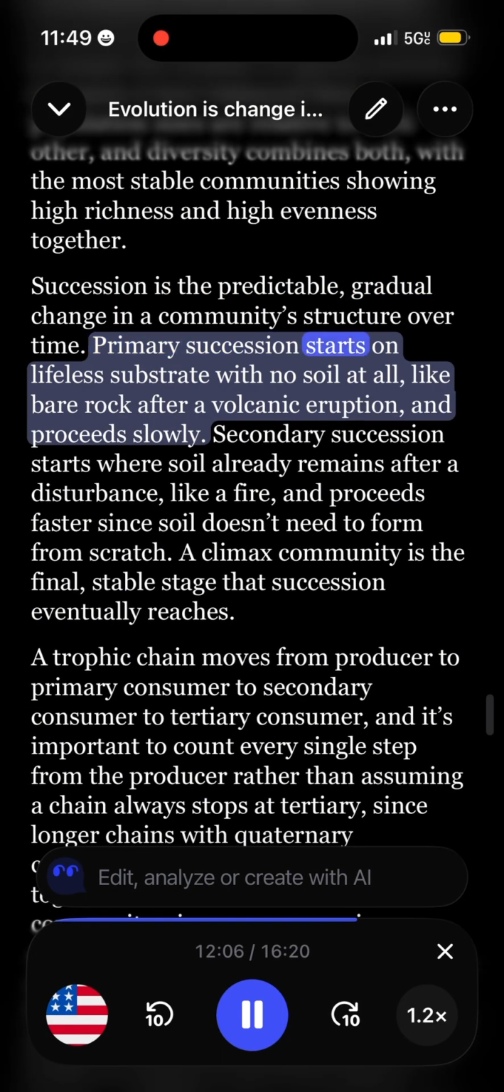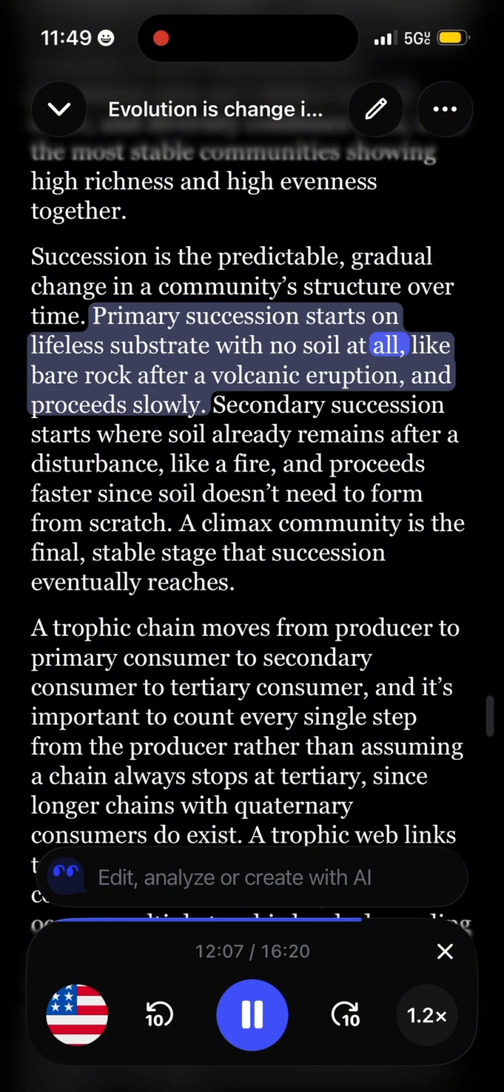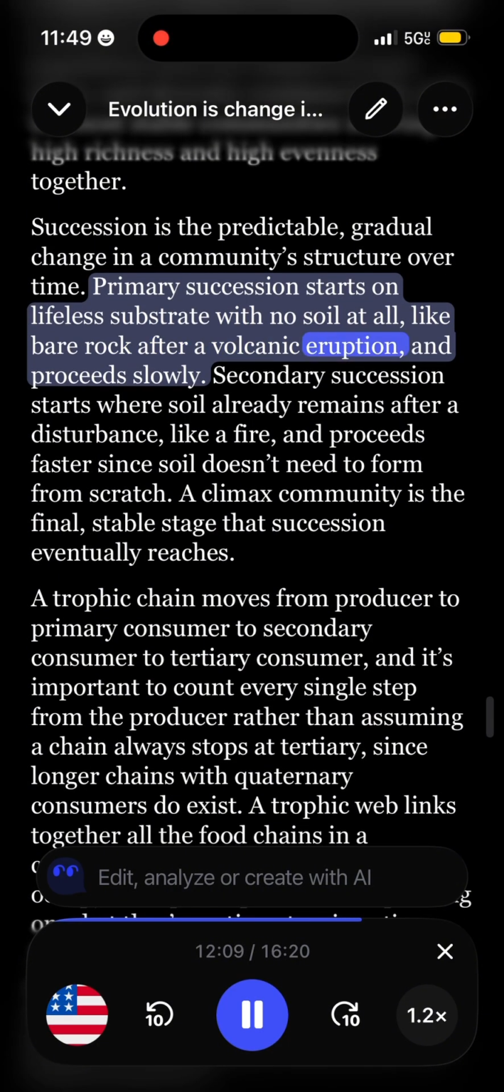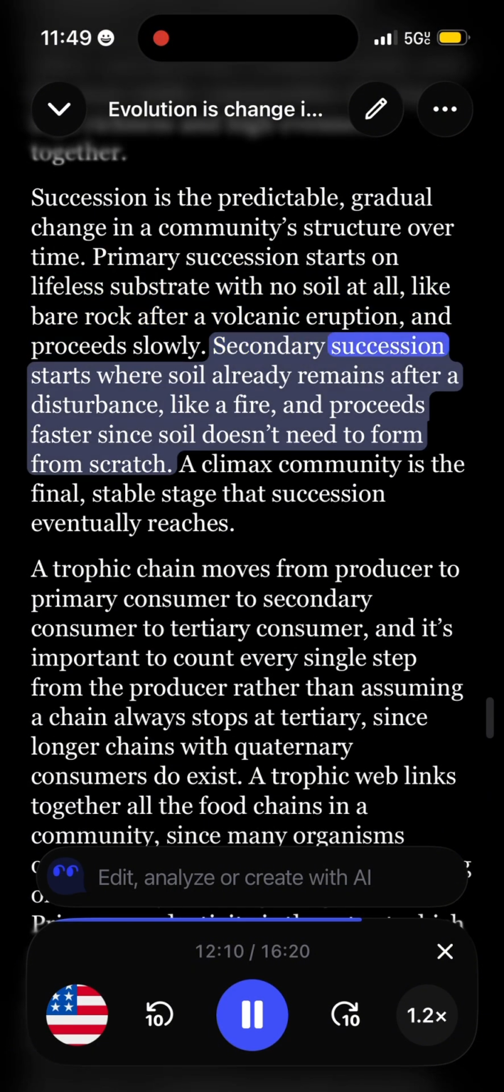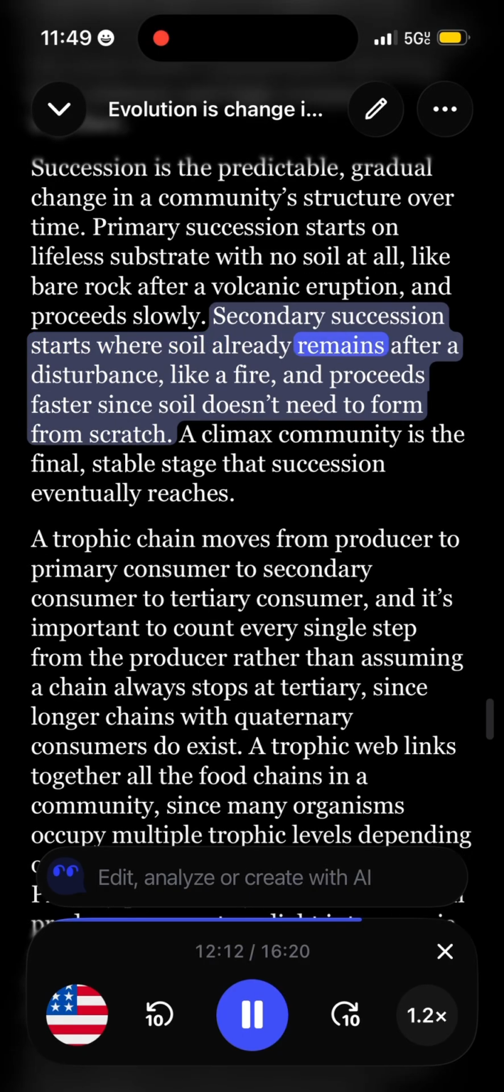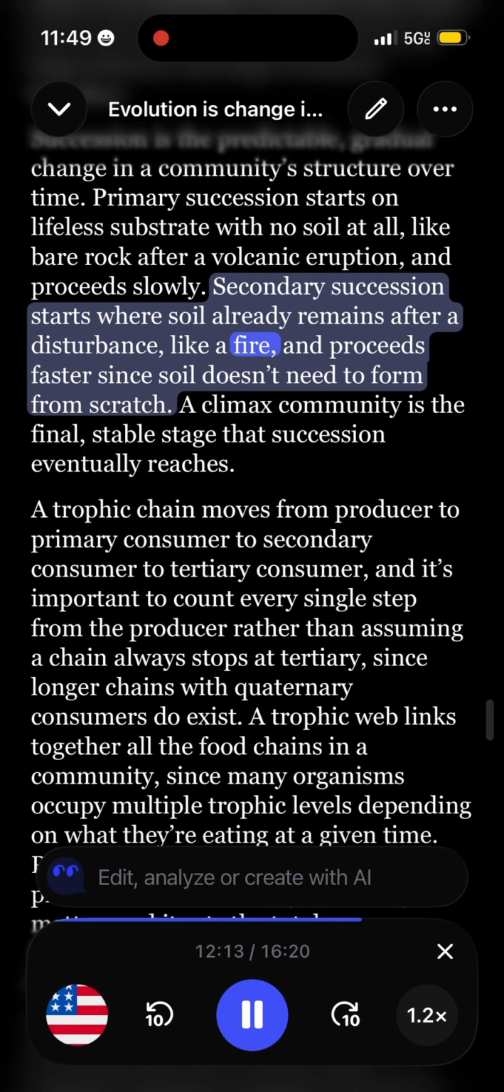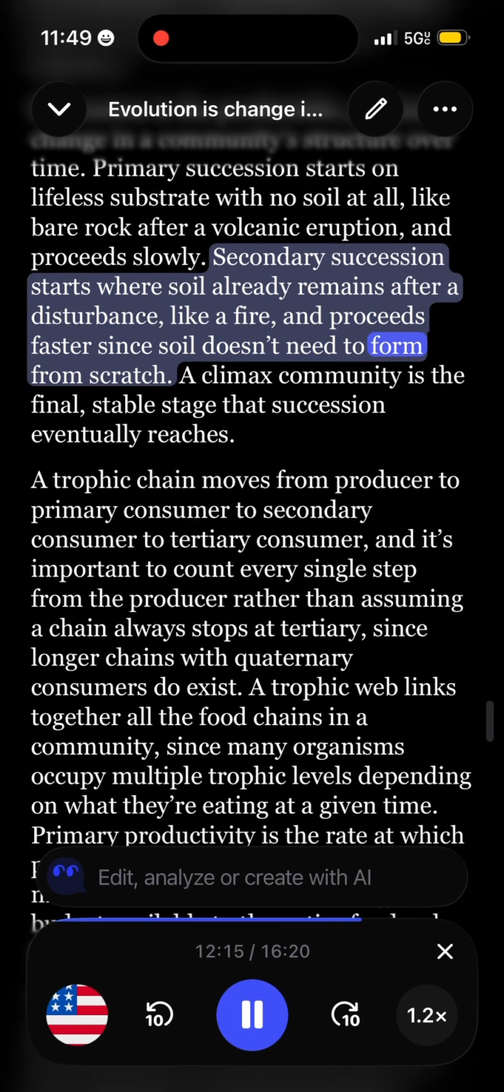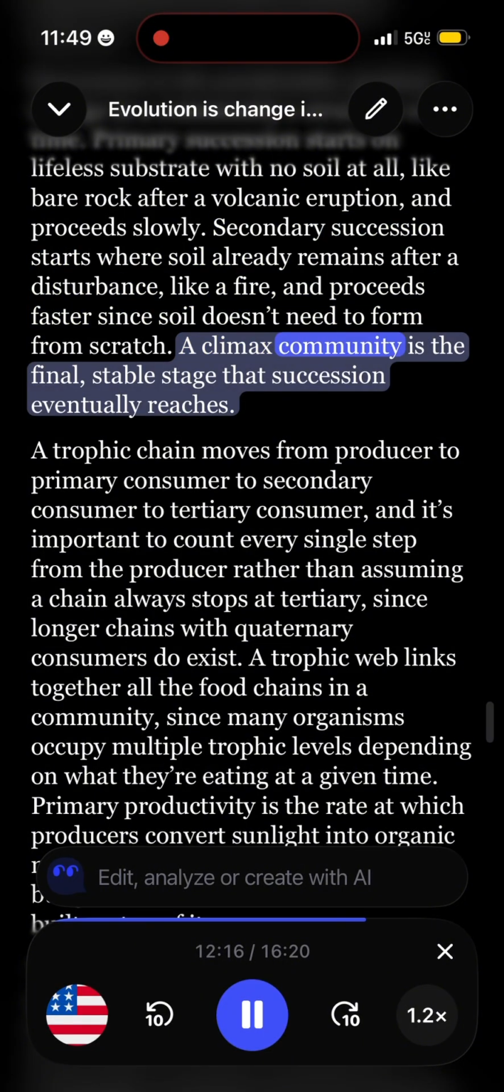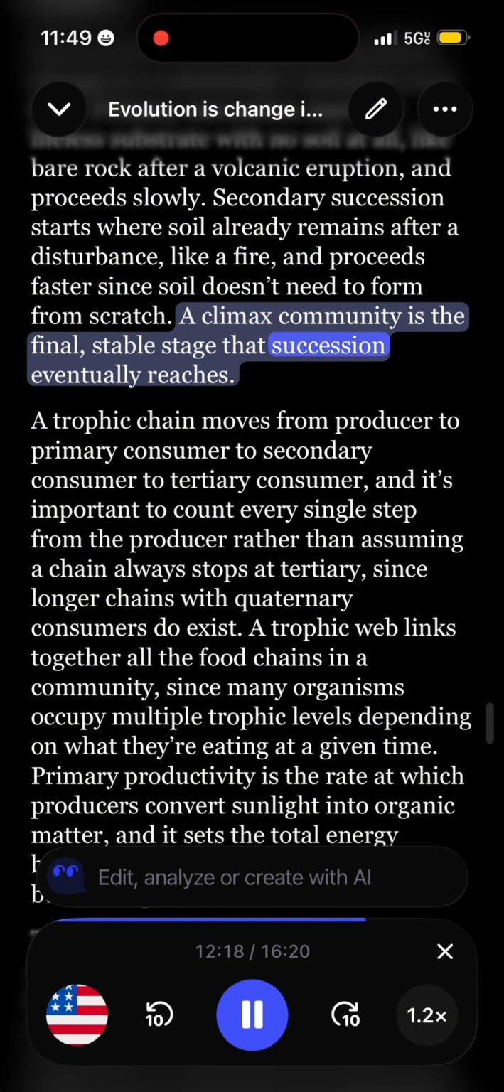Primary succession starts on lifeless substrate with no soil at all, like bare rock after a volcanic eruption, and proceeds slowly. Secondary succession starts where soil already remains after a disturbance, like a fire, and proceeds faster since soil doesn't need to form from scratch. A climax community is the final, stable stage that succession eventually reaches.